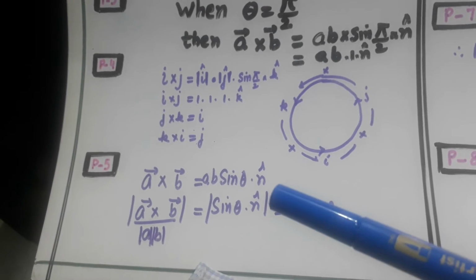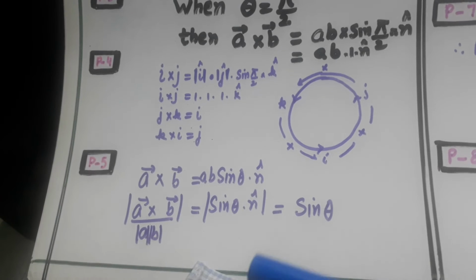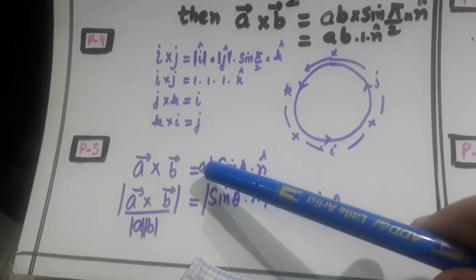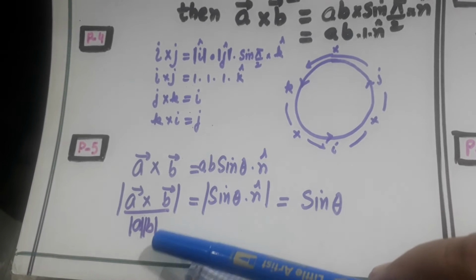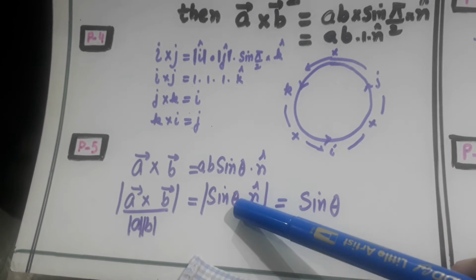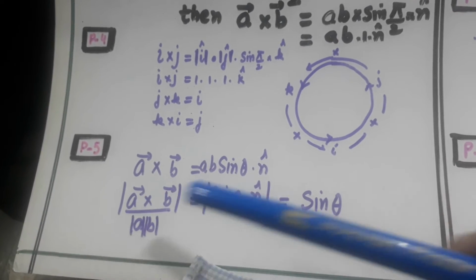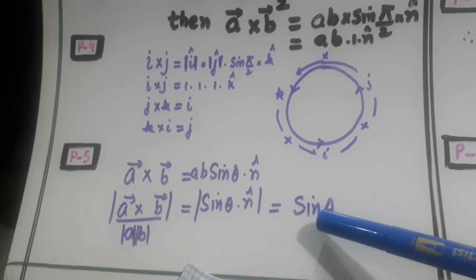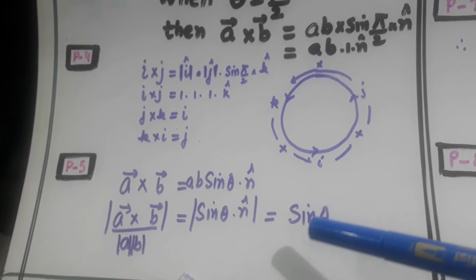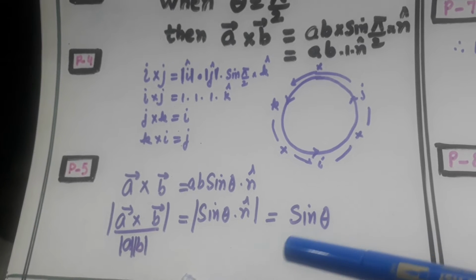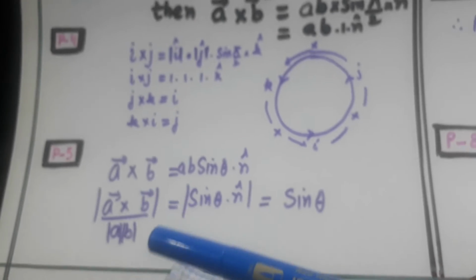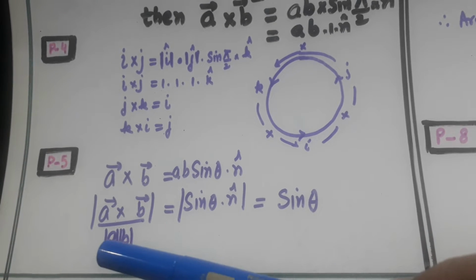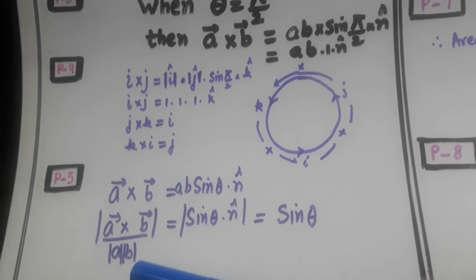A cross B is AB sin theta n cap. Now take the magnitude here, A and B, the product of the scalars, you take it here. It will be sin theta n cap. Take the magnitude. It will be sin theta. Magnitude of n cap is 1. So whenever we want to find the angle between two vectors with the help of cross product, the formula is magnitude of A cross B divided by magnitude of A into magnitude of B.